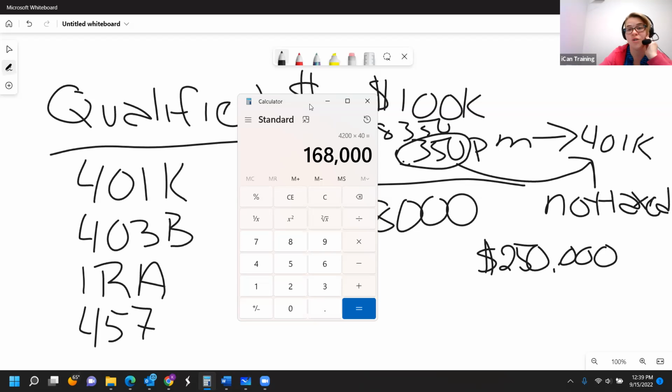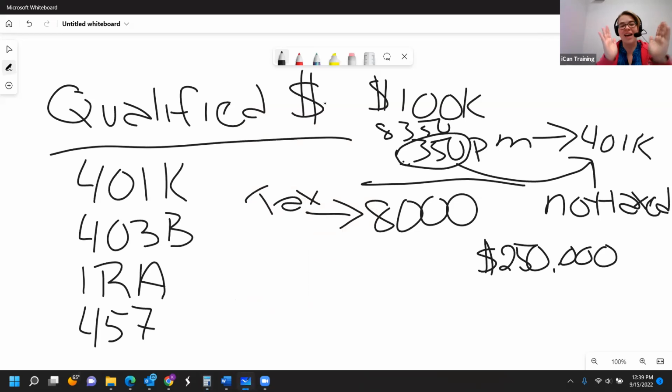Which is $4,200 a year. Does anybody know where 401k and 403b get their names from? They're part of the Internal Revenue Code. Ding, ding, ding, 10 points to Gryffindor. So yes, those are line codes in the IRC, the Internal Revenue Code, which is basically a tax code. So the 401k and the 403b are tax codes.